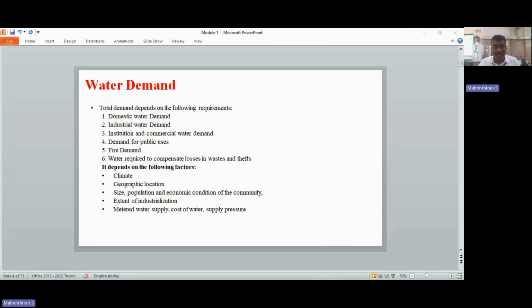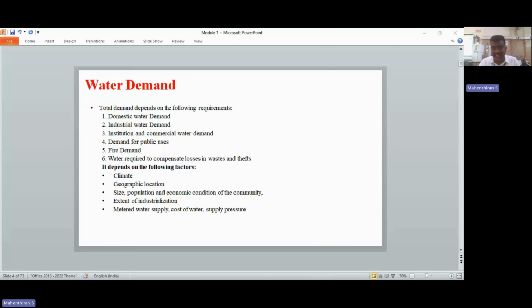The next one is the losses and wastage. This is a very practical and important point. Not all supplied water reaches the consumer. Some amount is lost due to leakage in pipes, illegal connections, theft, as well as poor maintenance. This is called unaccounted for water or losses. So we must include additional water to compensate for these losses. Next, we will discuss the factors affecting the water demand.